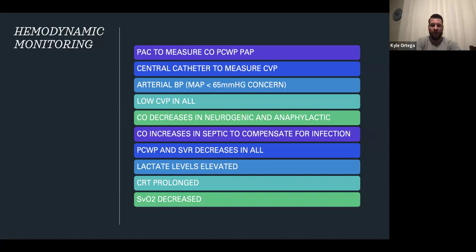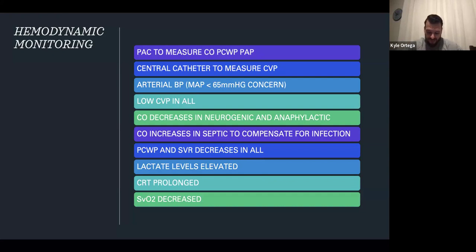With all the different kinds of distributive shock, they all have a very low or decreased CVP. There's no fluid. When you lose fluid and blood, it's going to be low. The cardiac output is going to be decreased in neurogenic and anaphylactic shock. The cardiac output is actually going to be increased in septic shock just to compensate for that infection. And then pulmonary capillary wedge pressure and systemic vascular resistance are going to decrease in all.